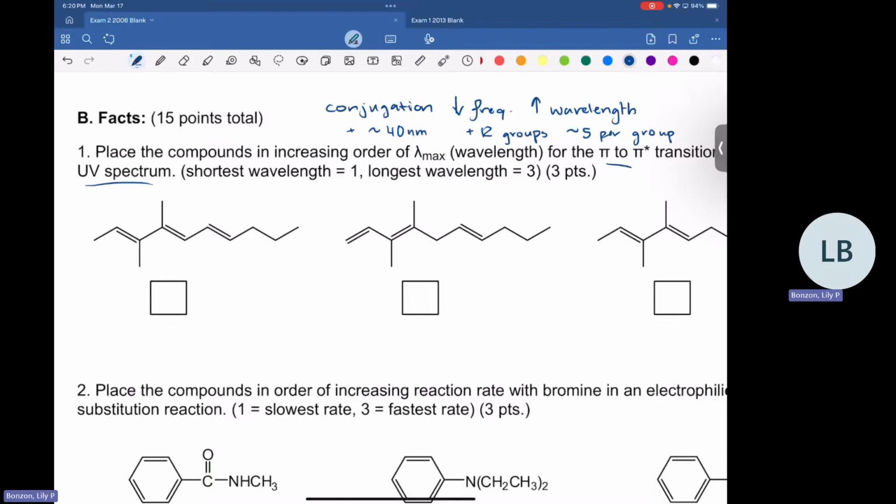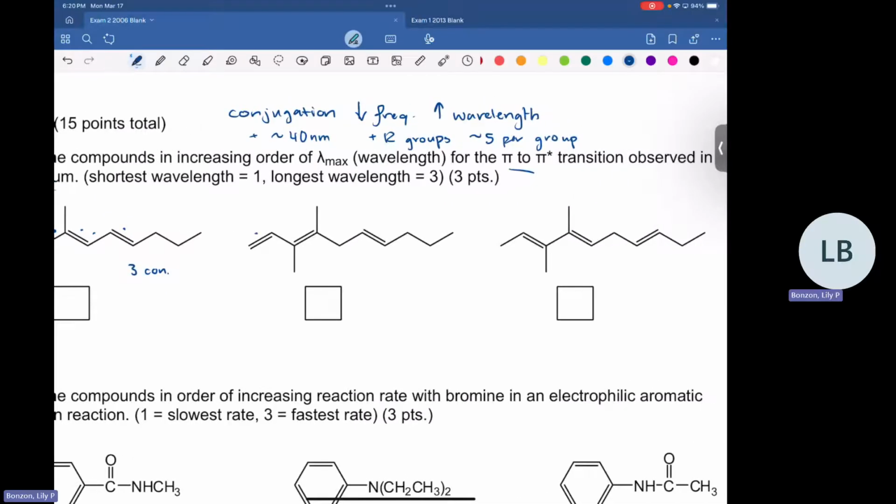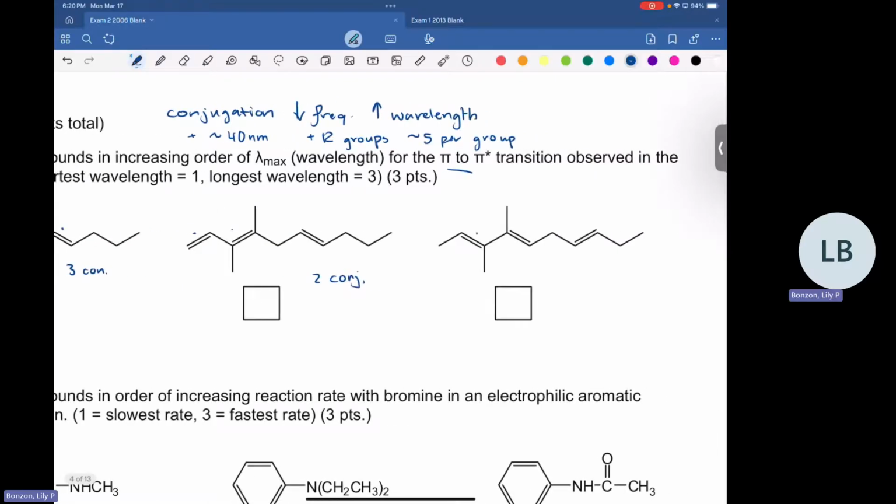So in this first structure over here, we have 3 conjugated double bonds, the alternating double bond, single bond, double bond pattern. So I'm just going to write 3 conjugated bonds. In the middle, we only have 2 conjugated double bonds. This one over here, there's an additional single bond in between that pattern, so this one we would not consider to be conjugated, just the 2 on the left. On the right, again, we only have 2 conjugated double bonds. This one is too far away from the others.